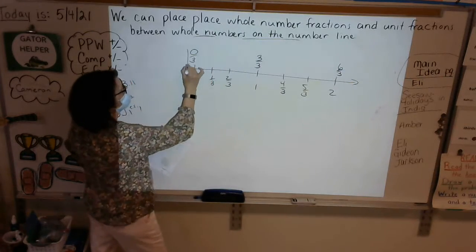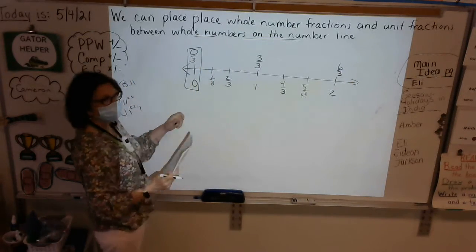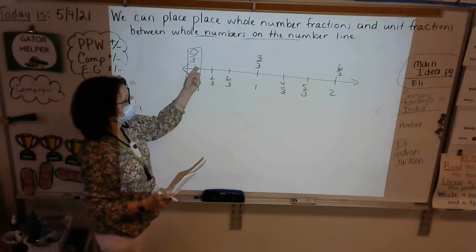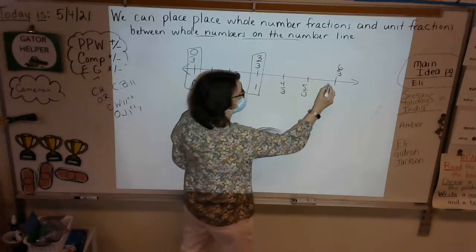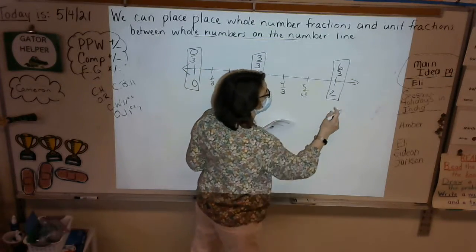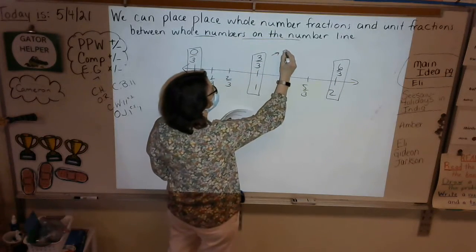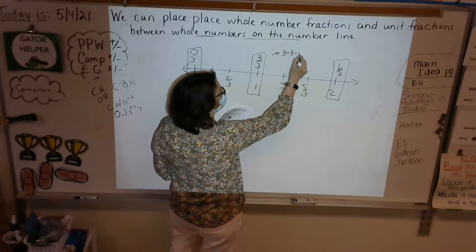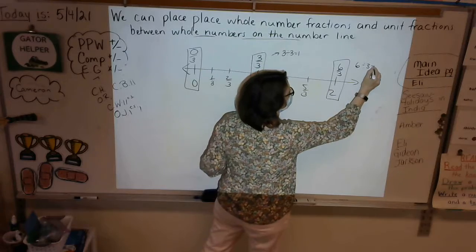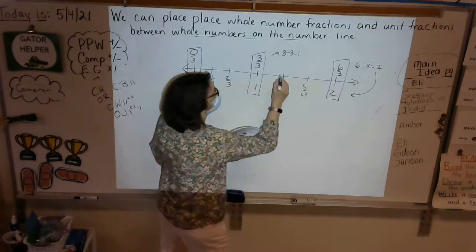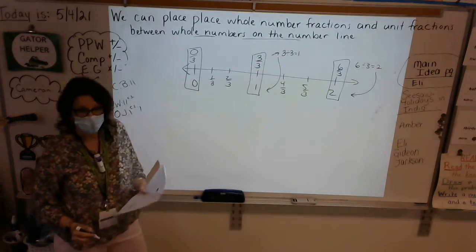I'm going to box my whole number fractions. So what fraction on this number line represents 0? 0 thirds. What fraction represents 1 whole? 3 thirds. What fraction represents 2 wholes? 6 thirds. And remember, I can write for this fraction 3 divided by 3 equals 1. For this, I can say 6 divided by 3 equals 2. And that's how we get our numbers on our number line.